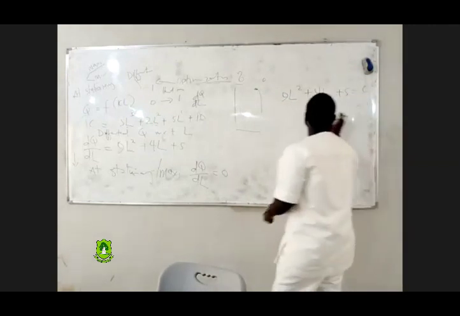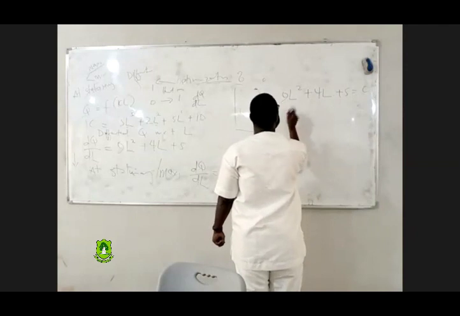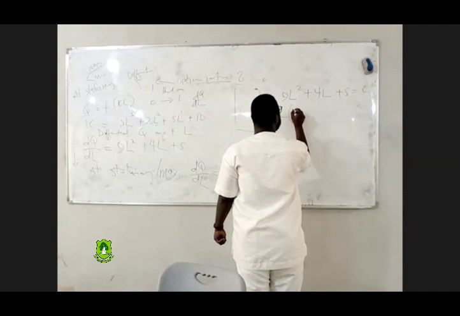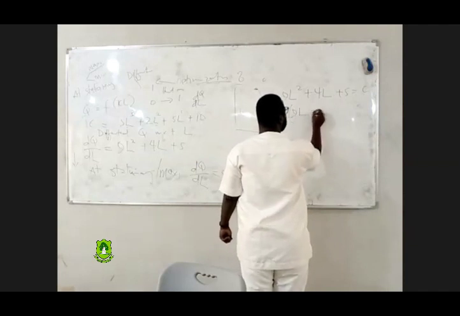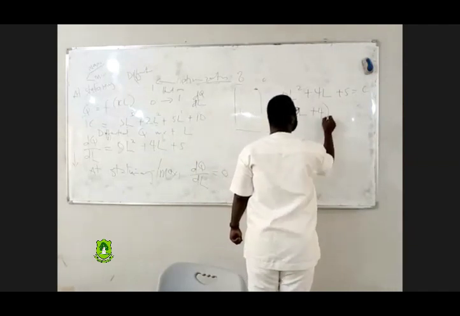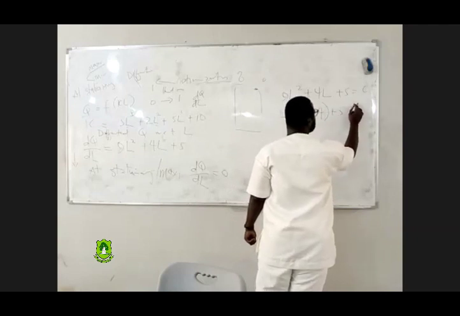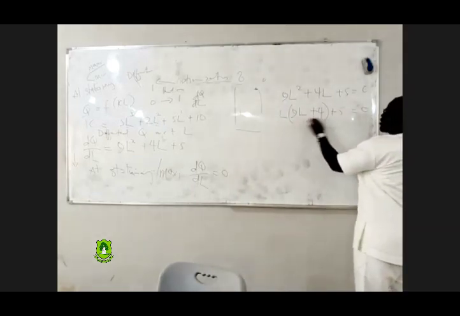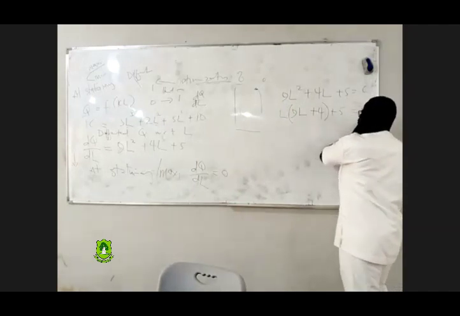Level. In other words, if we have something like this, here we can have L out, 9L plus 4, plus 5 is equal to 0. So when you look at it, what will make this one to be equal to 0? What will make this equation to be equal to 0?